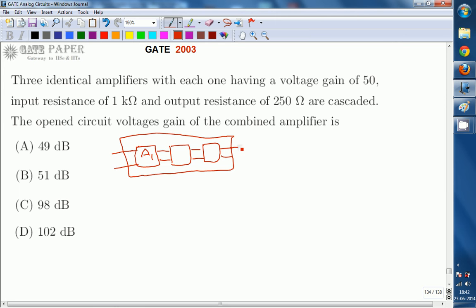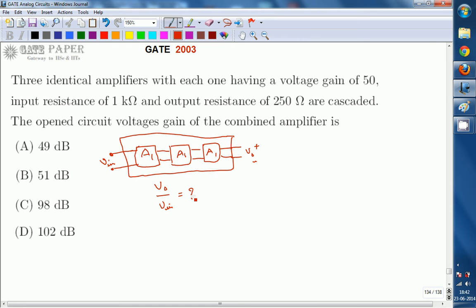So what will be the open circuit voltage gain if each amplifier has a voltage gain of 50, input resistance of 1K and output resistance of 250 ohms? Open circuit voltage gain is simply taking the output voltage across the output terminals, and the input voltage you consider as the effective input voltage, not the actual voltage source. So this is treated as V0 by Vinput. We are going to calculate the voltage gain of the combination of three identical amplifiers in this way.